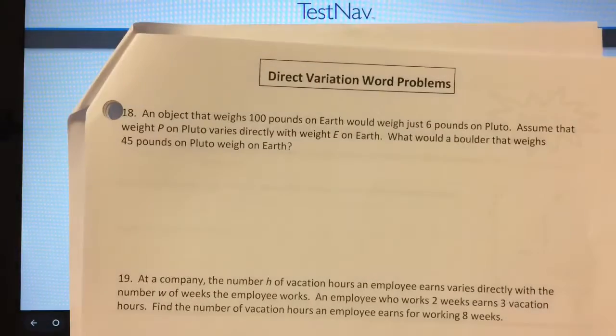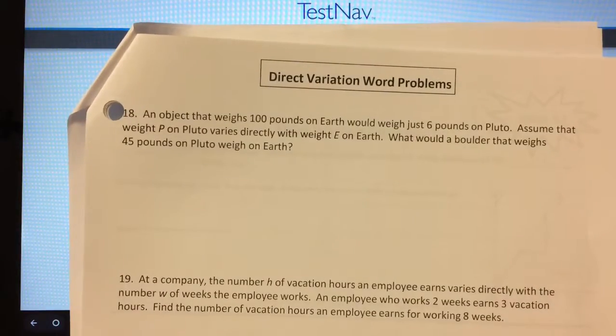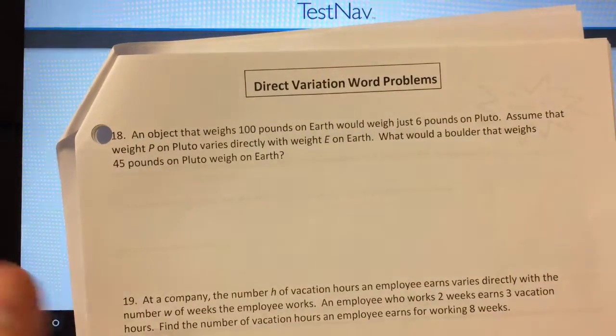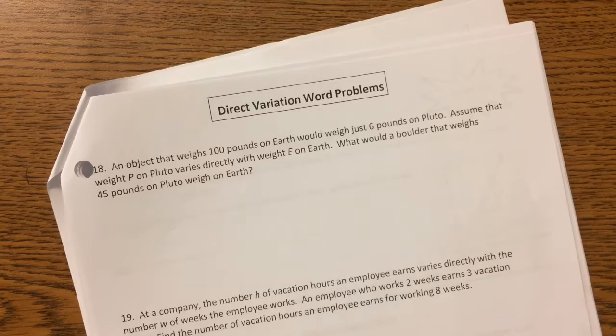All right, we've got some word problems here. You guys ready to do some word problems? We can still use the graphing once we get our equation down, but the challenge here is going to be to make sure we can write the equation.